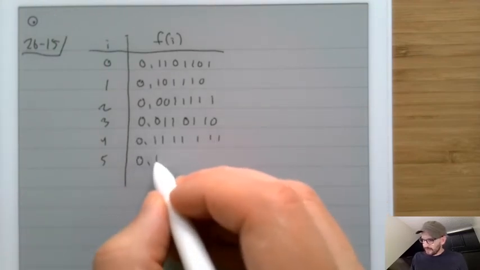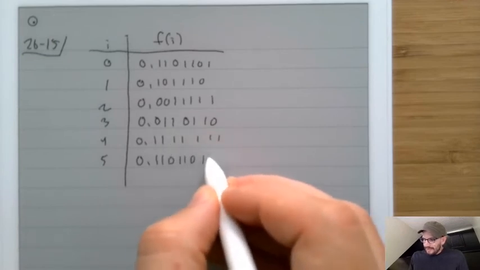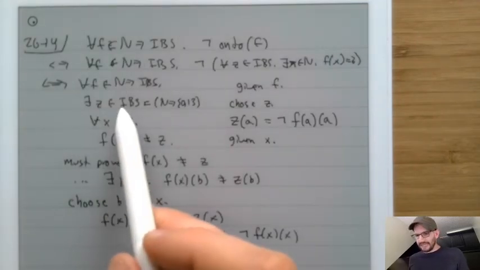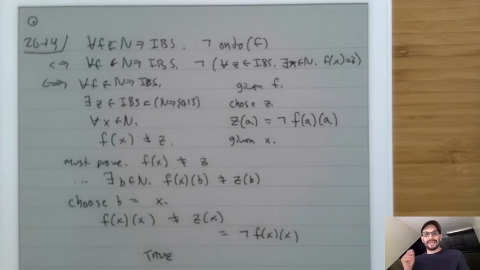And this one is like that. Okay, so they're in some order. What we do is we create a new number. We create a new function, z. And that new function z is a particular number, right? It's an IBS. It's a number that we're saying isn't in the table.